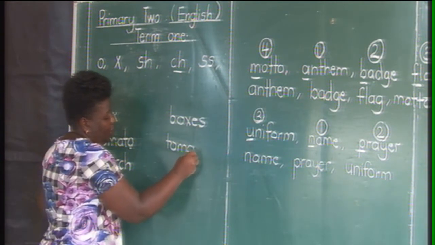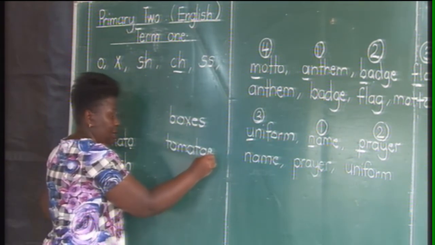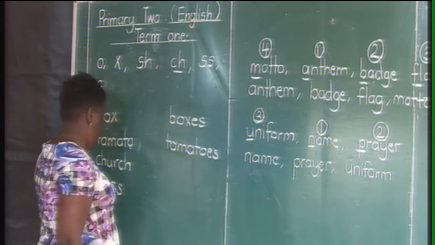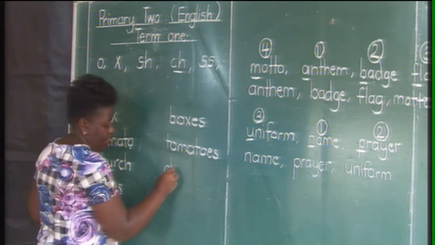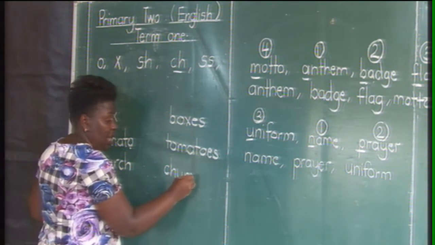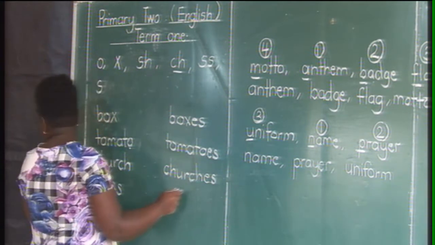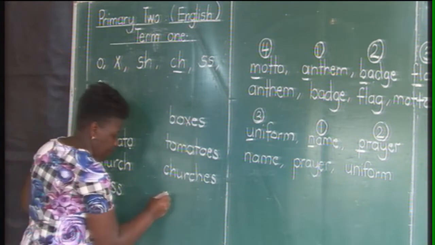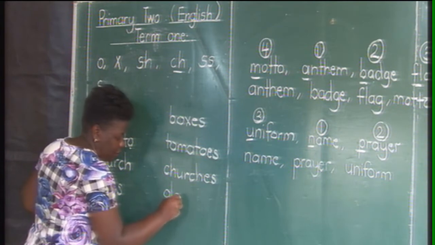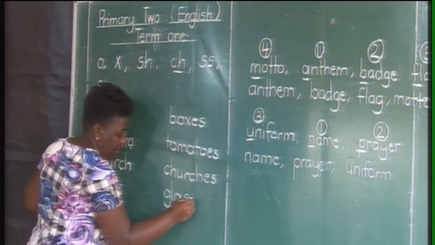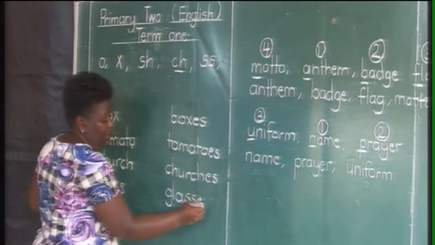You copy the word tomato and add es. Tomatoes. We have the word church. Church, when it is one, and when there are many, you write church and then you add es. Churches. Glass. When you have one, it is a glass. And when you have two or more, you add es.